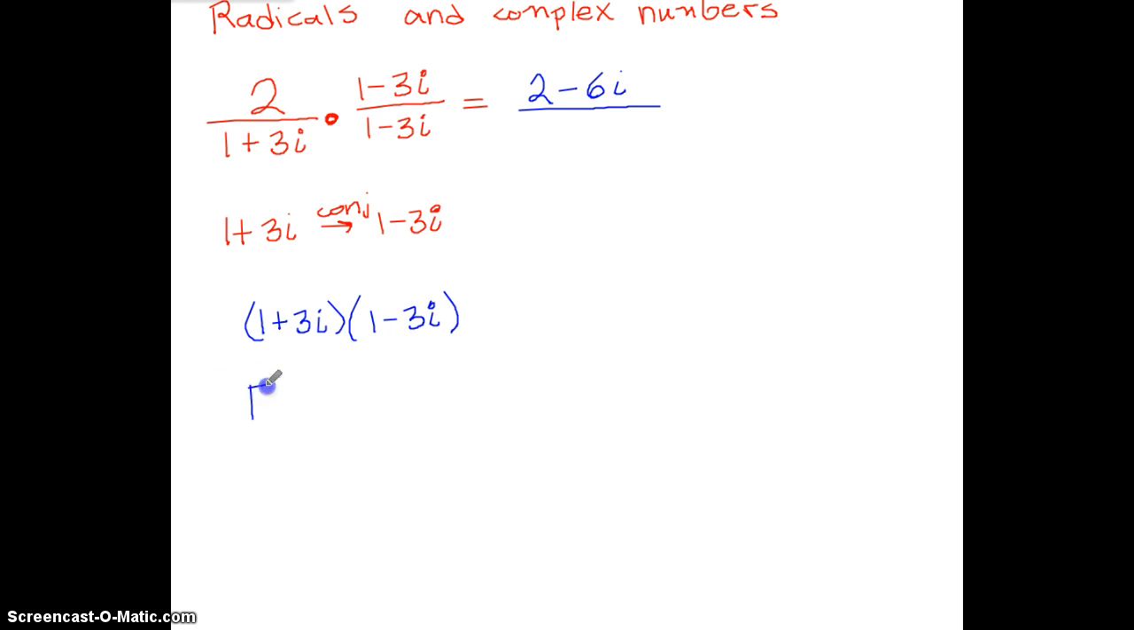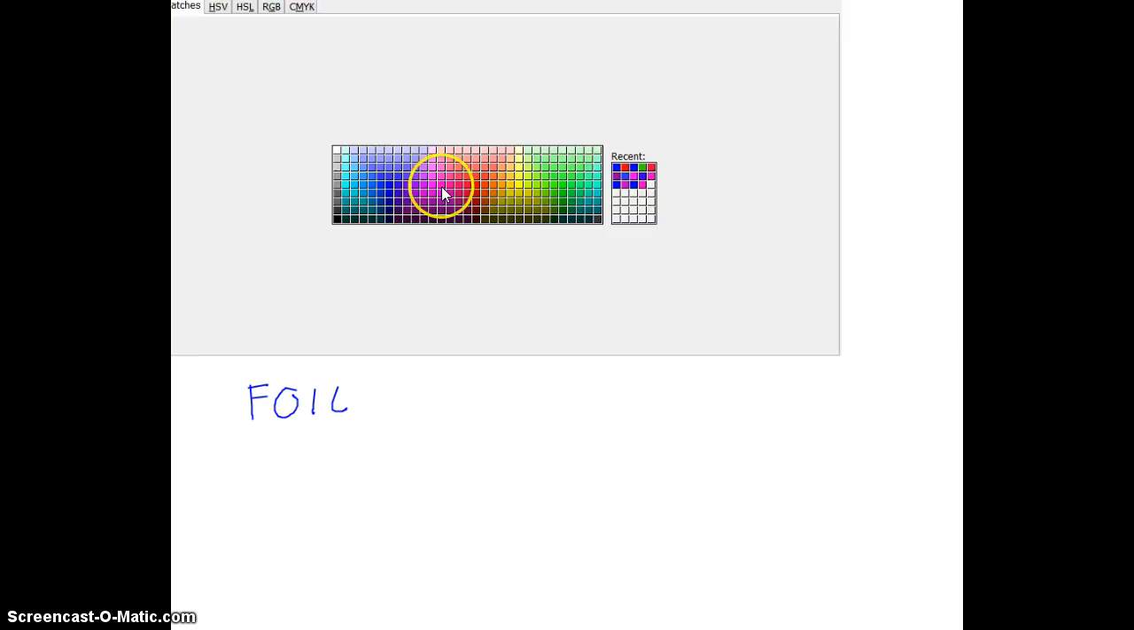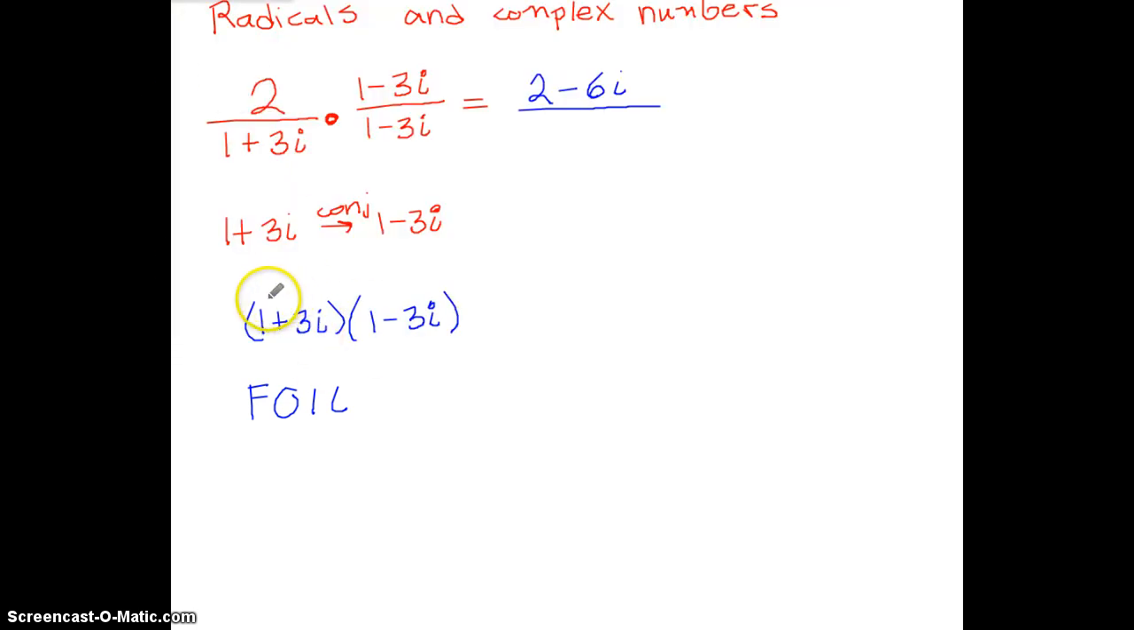So FOIL stands for first, outside, inside, last. So we're going to be multiplying the 1 by the 1, and then we have the 1 times the negative 3i. So 1 times 1 is going to give us 1. 1 times negative 3i is going to give us negative 3i. Now we move on to the next one.